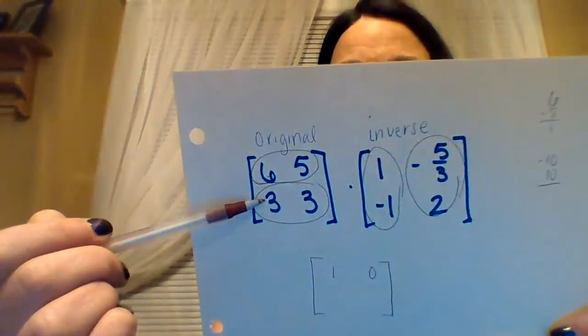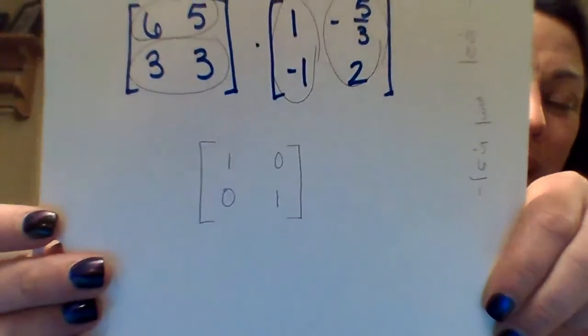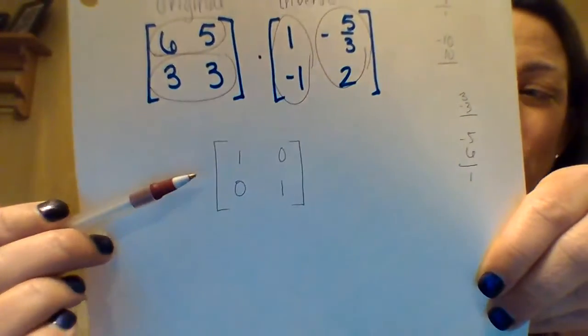Move on to our bottom row. We would get 3 times 1, which is 3. And 3 times negative 1, which is negative 3. Oh, that gives me a 0. 3 times negative 5 thirds, the 3 cancels out, and I'm left with negative 5. 2 times 3 is 6. Negative 5 plus 6 is 1. Ladies and gentlemen, the matrix that represents 1 is this right here, where we have 1, 0, 0, 1.